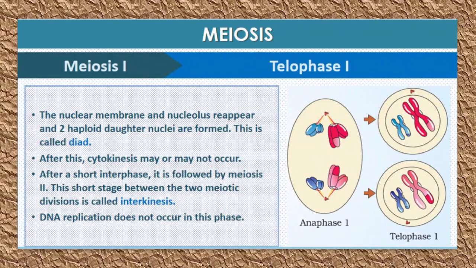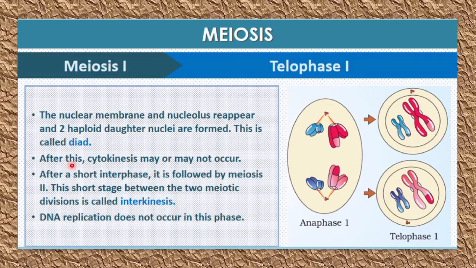After anaphase 1, the next stage will be telophase 1, and that is the last step of meiosis 1, during which you will observe the nuclear membrane and nucleolus reappear. As I told you, telophase is a reversal of prophase. So here also, whatever disappeared during prophase 1 will reappear during telophase 1. During prophase 1, the nuclear membrane and nucleolus disappeared, and that's why in telophase 1 they will reappear, and after that finally two haploid daughter nuclei will be formed, and that is called a dyad. Here you can see two daughter nuclei are formed, and that is called a dyad.